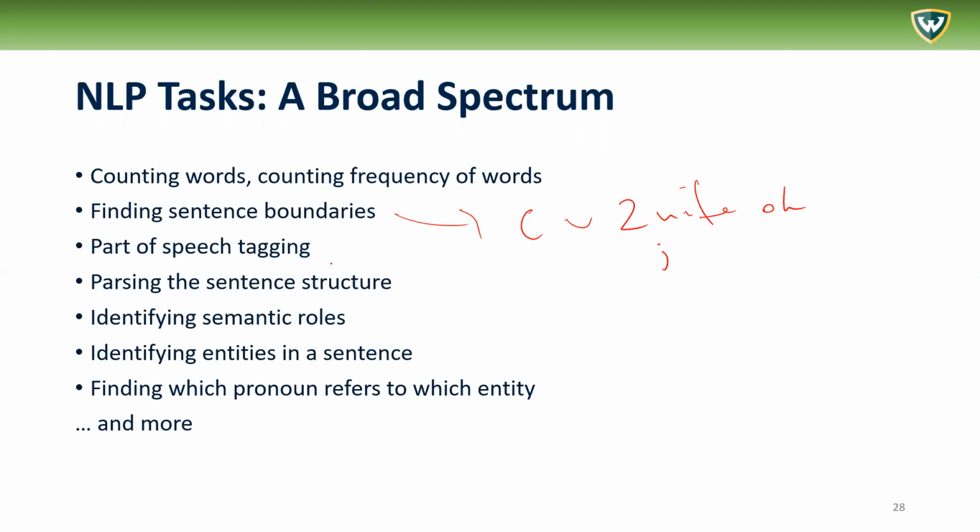Part of speech tagging. So identifying verb versus noun versus adjective, and so on. Parsing the sentence structure, so breaking a sentence structure down to its elements to understand the different components of the language. You can do this for various reasons, just to simply understand a piece of text, a document, or how language evolves. Identifying semantic roles, so who did what to whom, things like that.